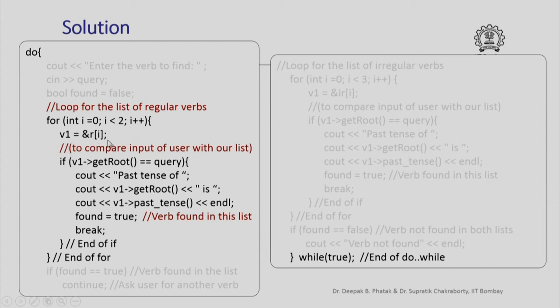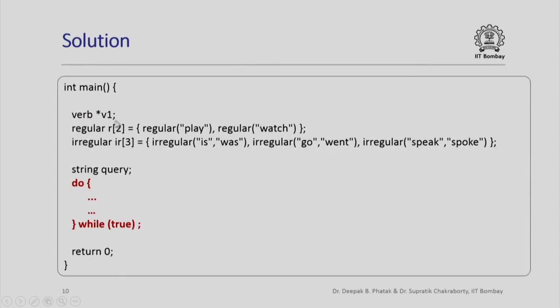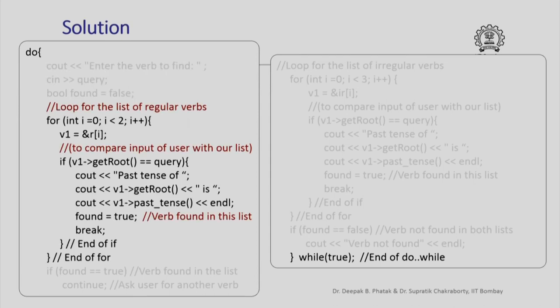And note what I have done here. If you recall, we had declared a variable v1 which was of type pointer to the base abstract class verb. I am now going to use this pointer variable here to store the address of the ith element in the array of regular verbs. Now, the ith element in the array of regular verbs is of course going to be a regular verb. So, the address of that is going to be the address of a regular verb. But since a regular verb is derived from the base class verb, this can also be viewed as an address of an object of the base class verb, and therefore this assignment is fine.